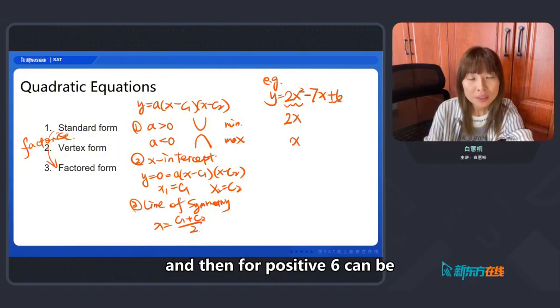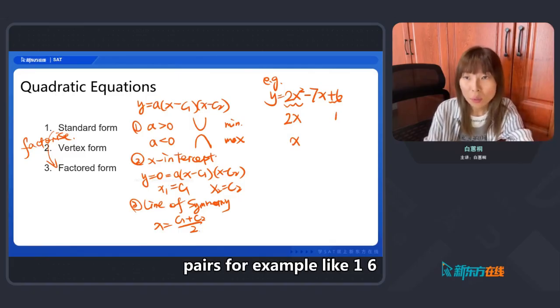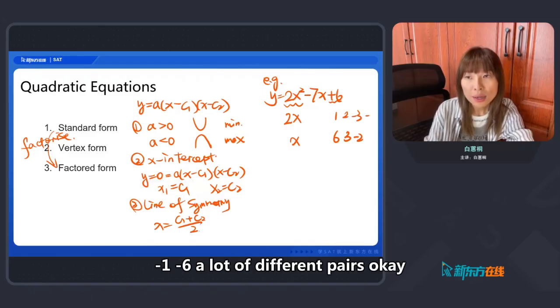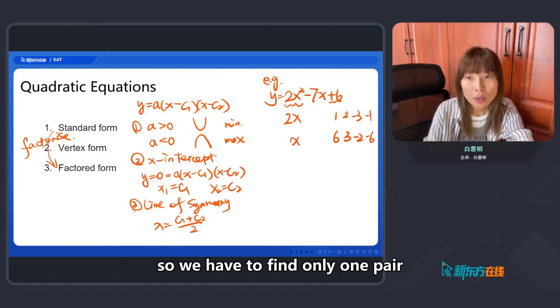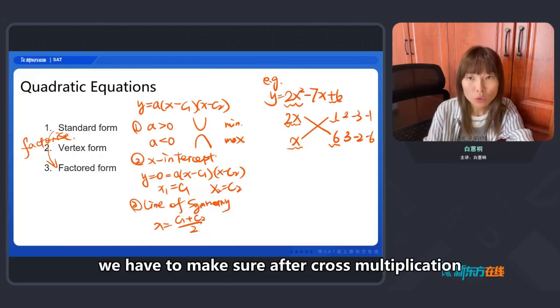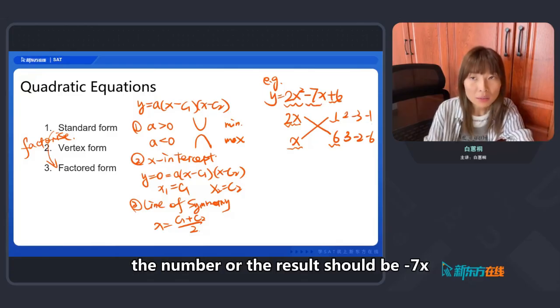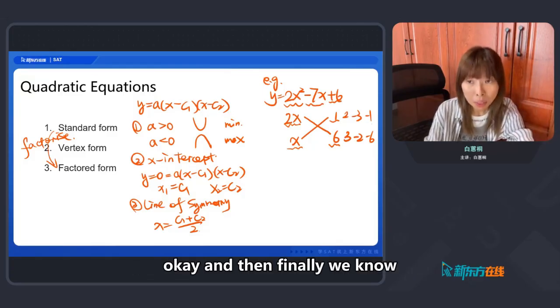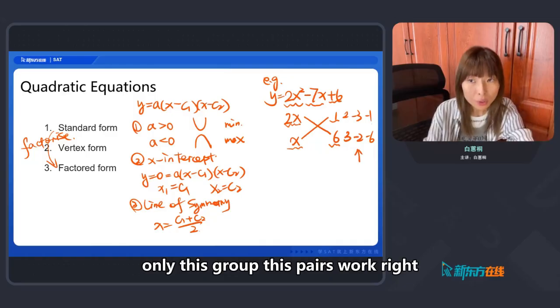And then positive 6 can be separated into many different pairs. For example, 1 and 6, 2 and 3, negative 2 and negative 3, negative 1 and negative 6, a lot of different pairs, okay? So we have to find only one pair that can make the cross multiplication work. So for example, we make 2x times 6 plus x times 1, we have to make sure after cross multiplication, the result should be negative 7x. Okay, and then finally we know only this group of pairs works, right?